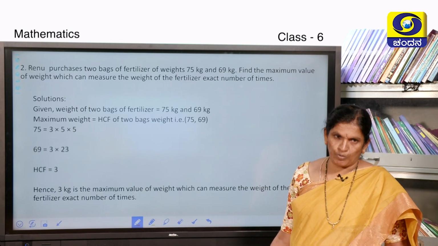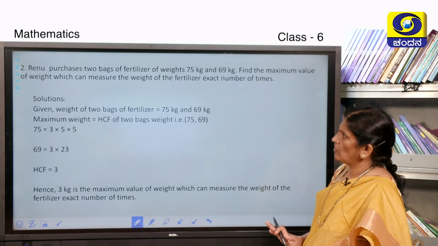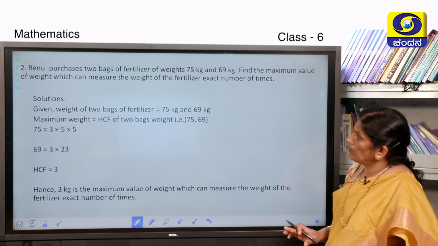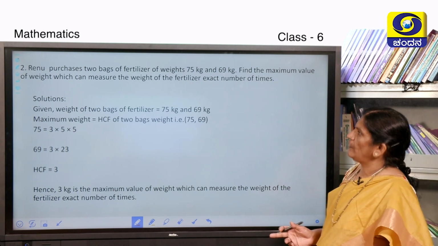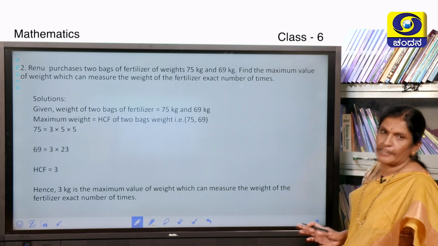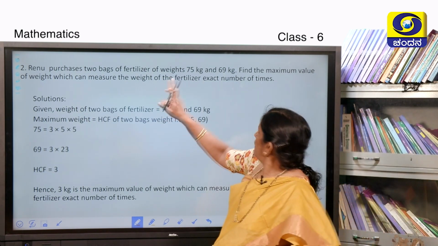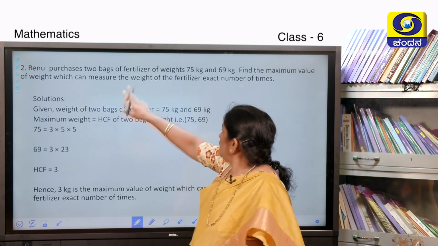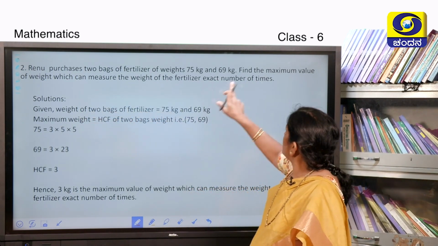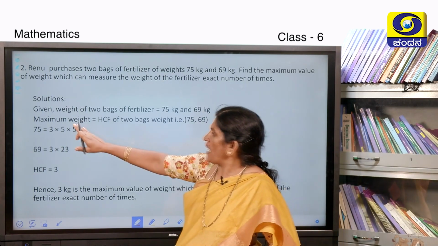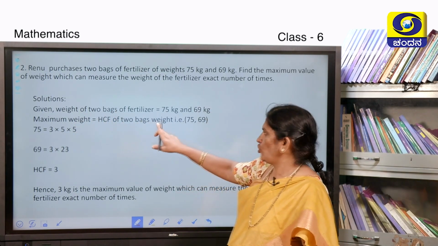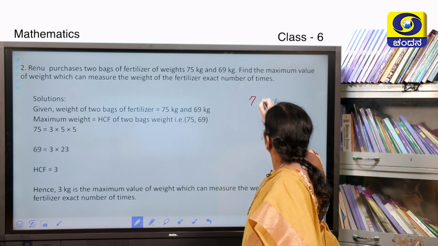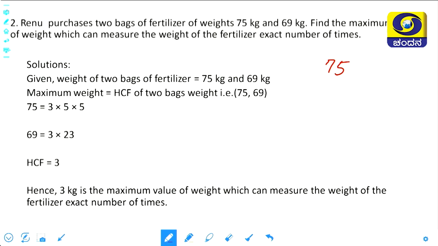Come to next word problem, children. Reno purchases 2 bags of fertilizer of weights 75 kg and 69 kg. Find the maximum value of weight which can measure the weight of the fertilizer exact number of times. Here we can see the word maximum itself shows that we need to find HCF. They given in the question weight of 2 bags of fertilizer is 75 kg and 69 kg. So, maximum weight is equal to HCF of these 2 bags weight, that is 75 and 69. So, factors of 75 and 69.